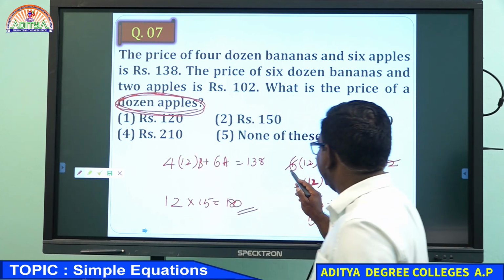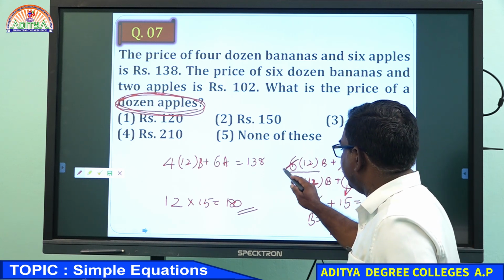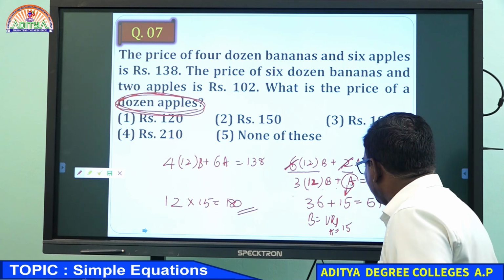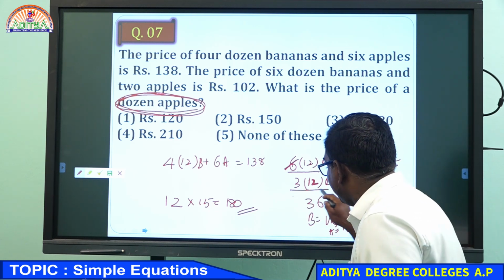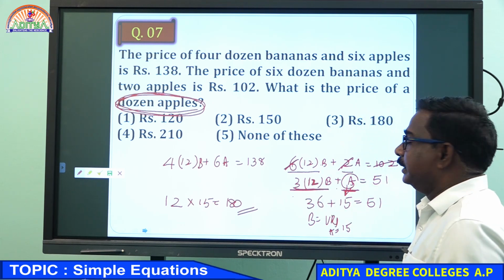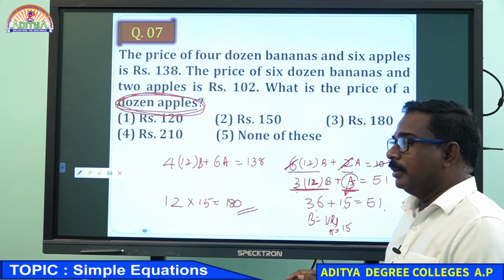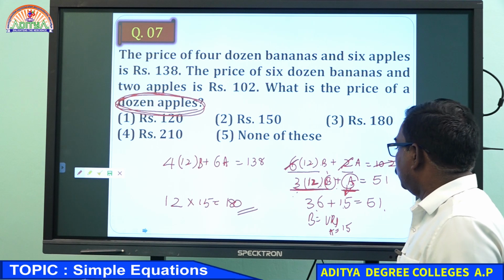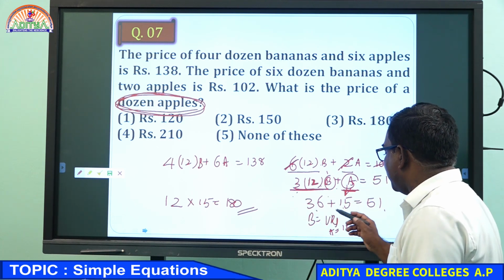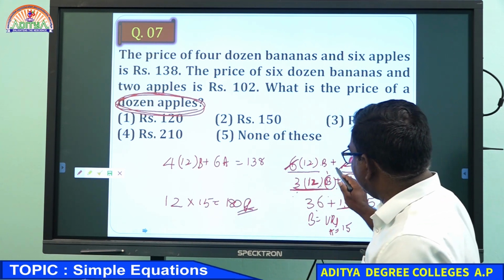Okay, now see, here 6 dozen plus 2 apples, cancel 2 through. 2 into 1 time will go, 2 into 3 times will go, 2 into 51 times. So 3 dozen plus 1 apple equal to 51. 3 dozen bananas plus 1 apple equal to 51. 3 12s are 36 plus 15 equal to 51. This means banana is 1 rupee, and apple is 15 rupees. It is asking the cost of 12 apples: 12 15s, 180. This one is by taking the first equation.